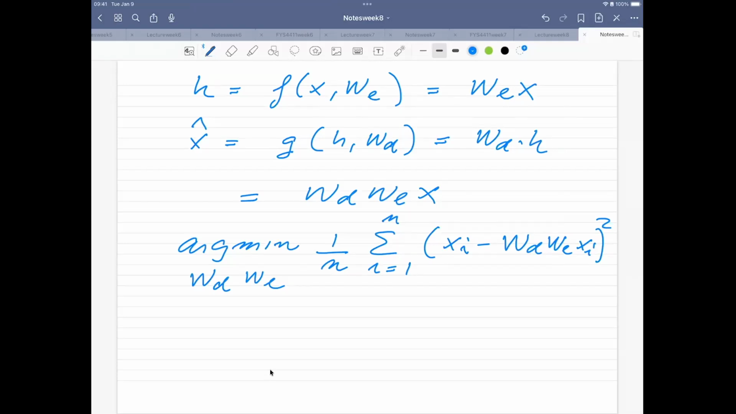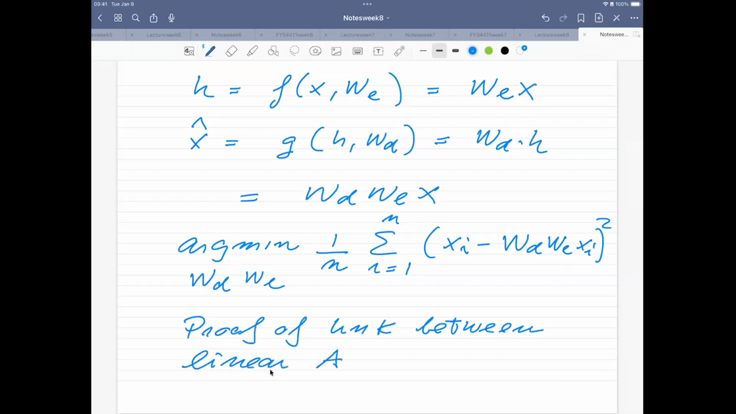So what I'm going to do now is first to remind you of a simpler method, which is called ordinary least squares, which doesn't reduce dimensionality, but it's going to serve us as a way to introduce the basic quantities. Okay? So let's now look at the proof of the link between linear autoencoders and PCA.